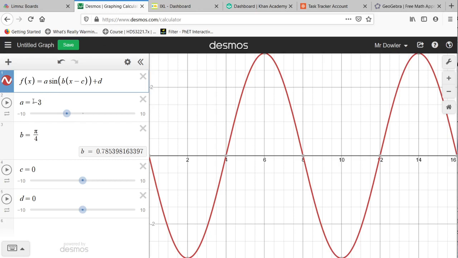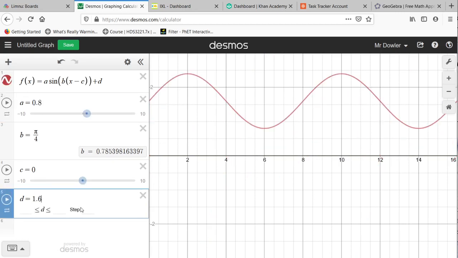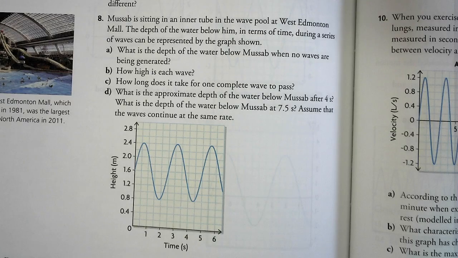Adjusting our previous answers, we have determined we have an amplitude of 0.8, that we have a midline of 1.6, and we don't need a phase shift because it starts at the midline here. We do need to determine the period. So if we go back and look at our original graph, from 1.6 to the next time up at that same position, we are looking at 2.5 seconds. So our B has to be 2 pi over 2.5.